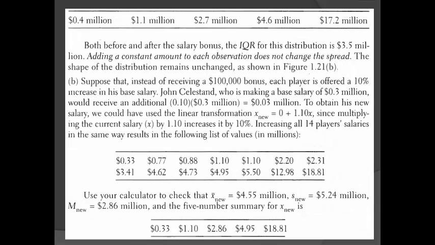Now, when we added that 100,000, here's our 5-number summary up here at the top, and 0.4 million is our minimum, and then 17.2 million is our maximum.